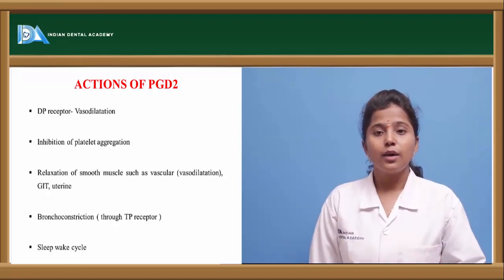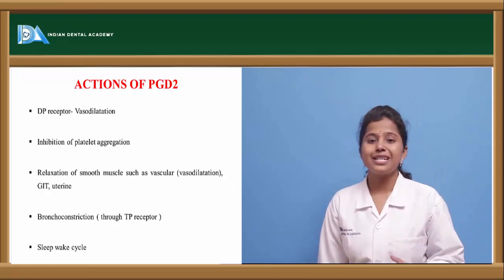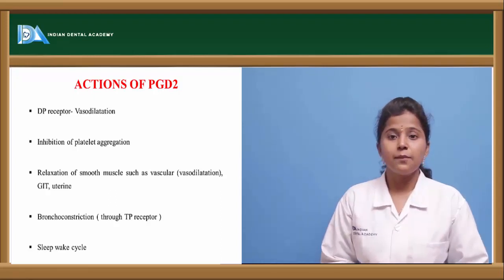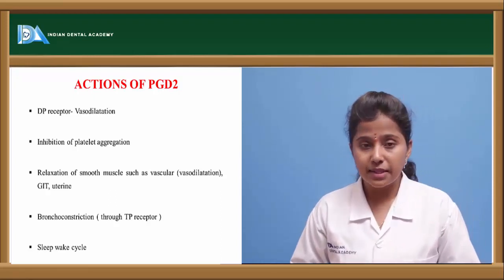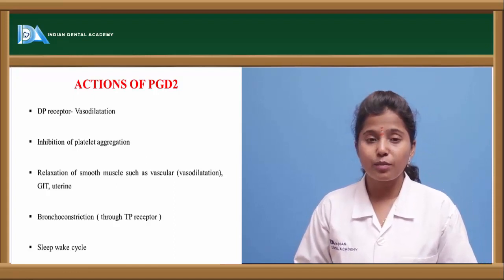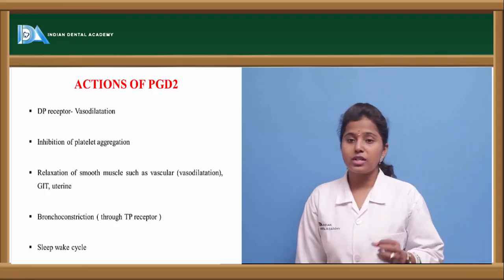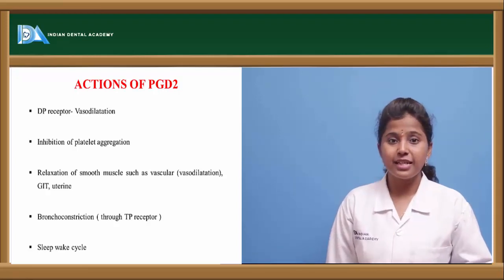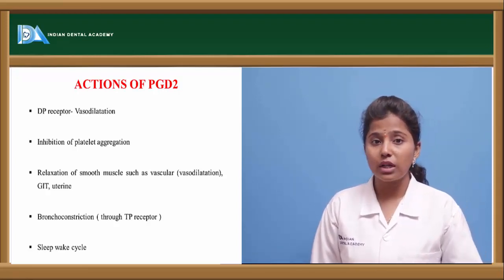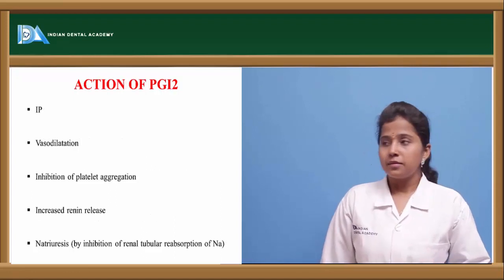PGD2 also causes relaxation of the smooth muscles of the gut, the smooth muscles of the GIT, as well as the uterine smooth muscles. Whatever smooth muscles are present in the body are relaxed when PGD2 acts or is synthesized in the body, and it causes bronchoconstriction. It strictly constricts the bronchial smooth muscle.